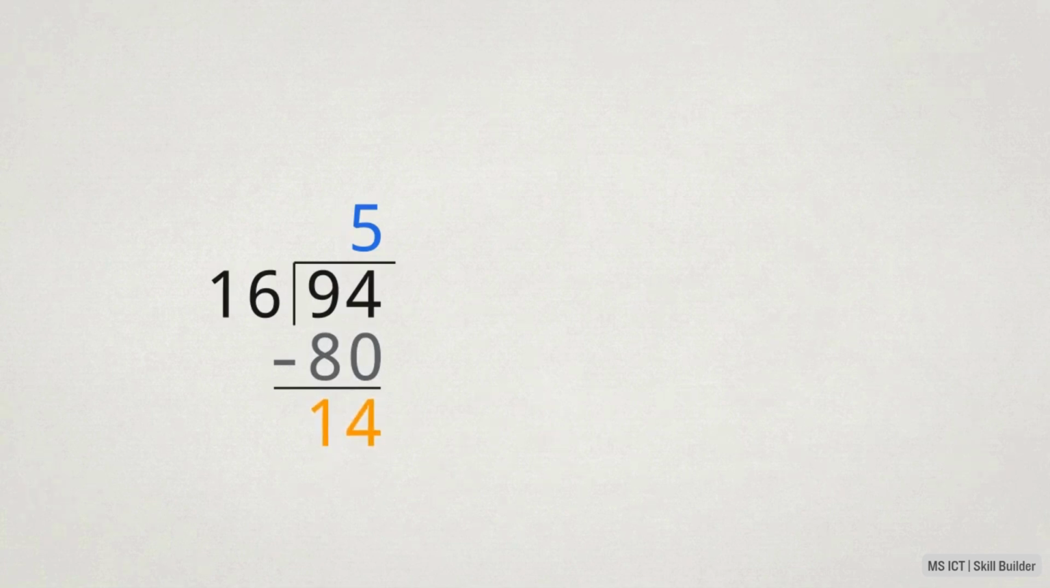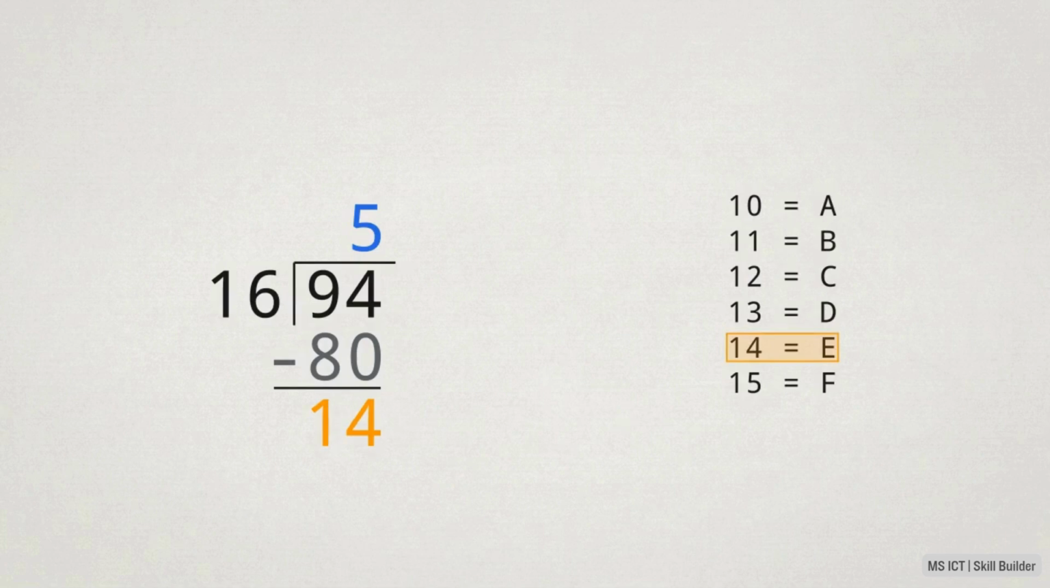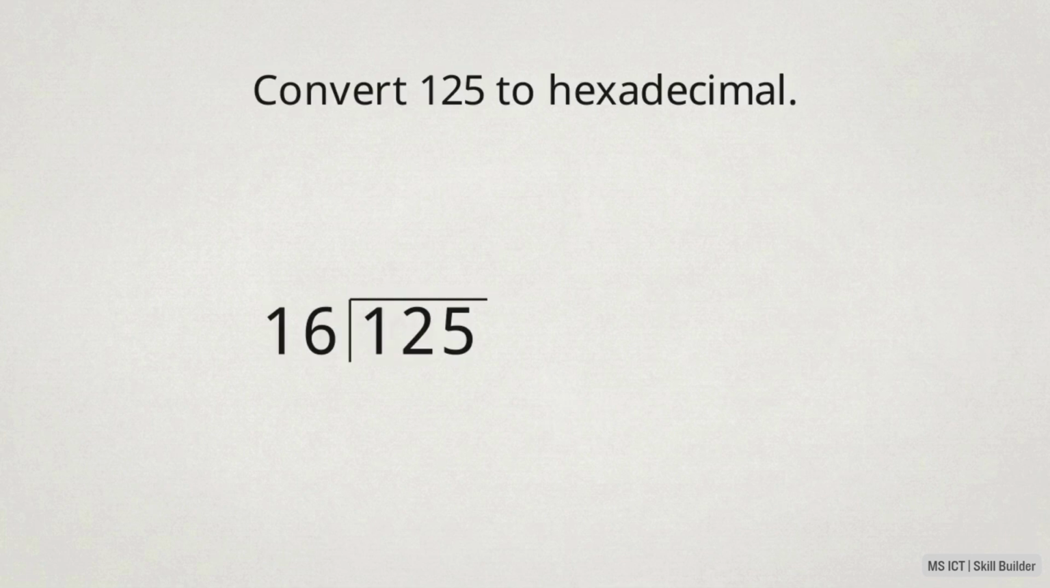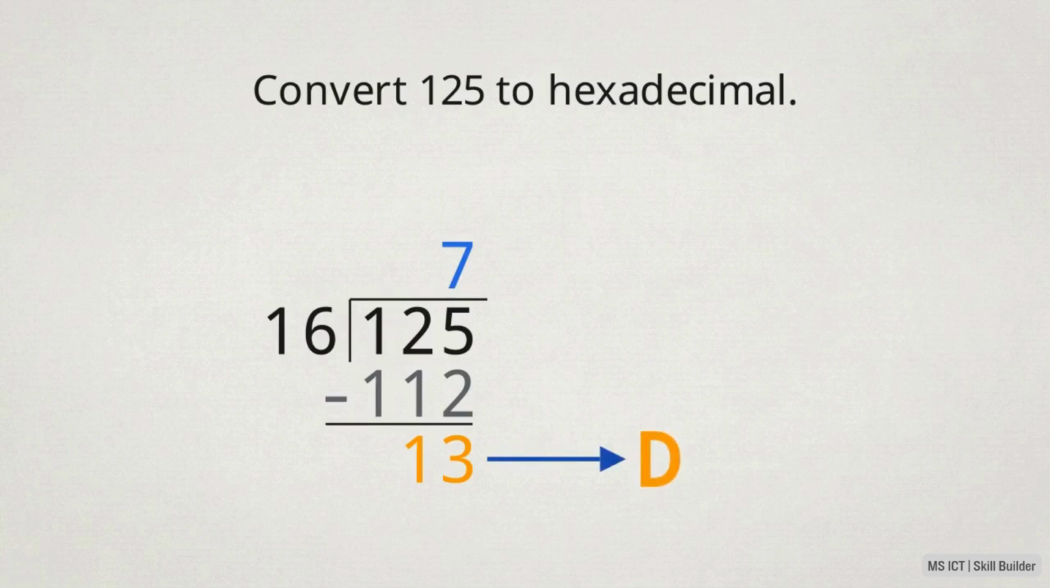Going the other way, from Denary back to hexadecimal, requires division. We divide our Denary number by 16 to find out how many times it fits. Then we look closely at the remainder. That remainder maps directly into the base 16 toolkit. It becomes your hexadecimal digit. Let's try one more calculation. Convert 125 to hexadecimal. 125 divided by 16 goes in 7 times, with a remainder of 13. Since 13 is D, our final answer is 7D.